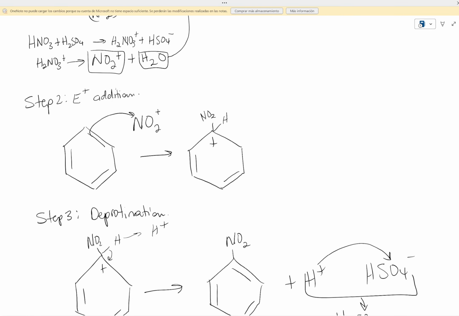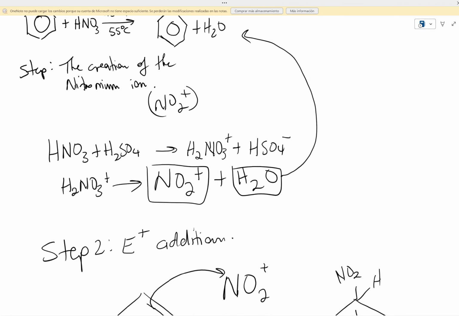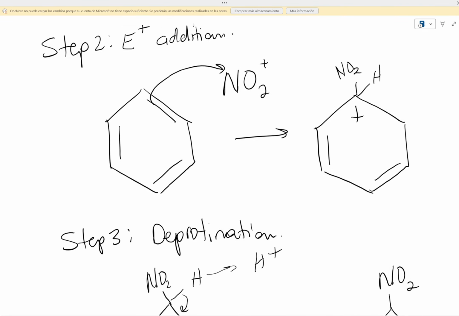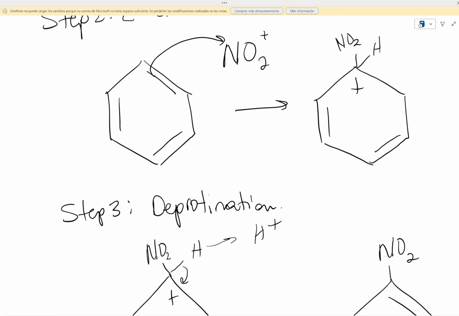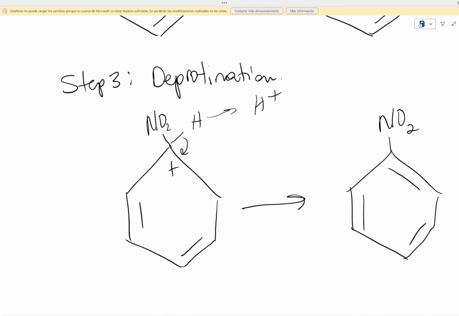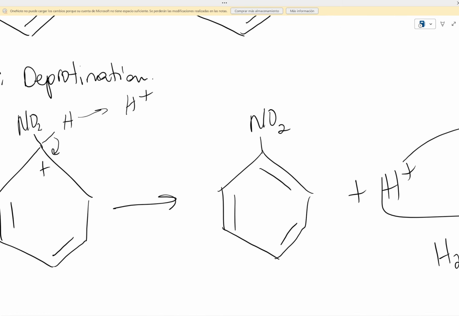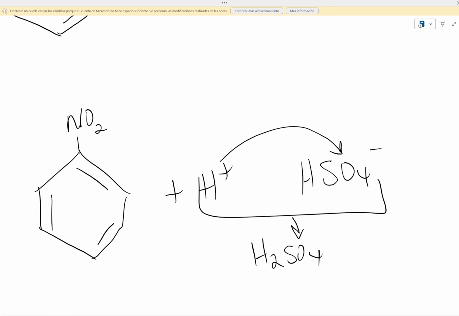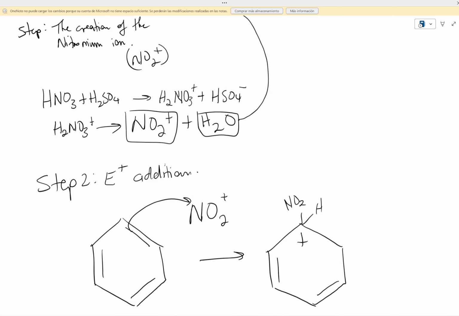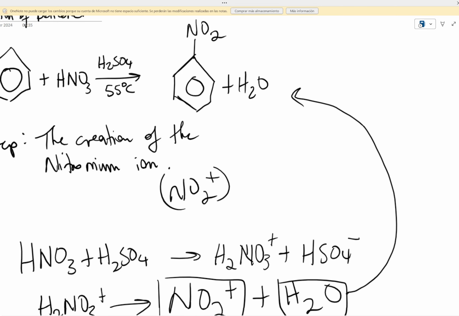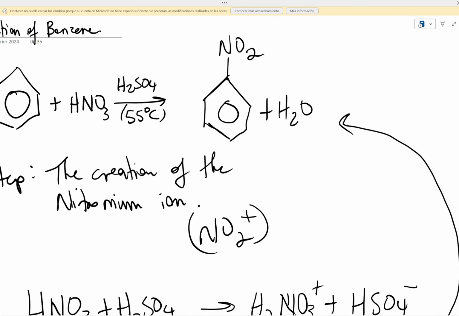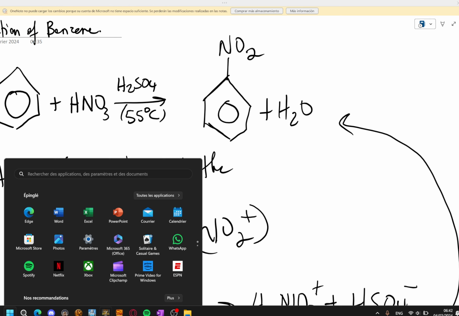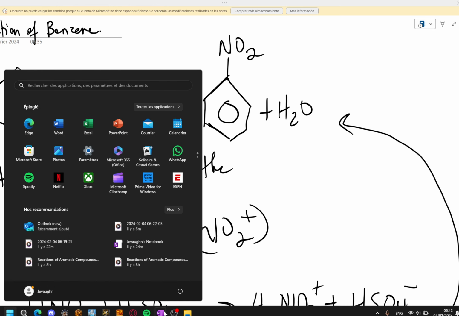So in step 1, we have the creation of our nitronium ion. We show the creation of that. In step 2, we have the electrophilic addition, showing the creation of the unstable intermediate. And in step 3, we have the deprotonation, resulting in nitrobenzene and the restoration of our catalyst here, H2SO4. Okay, and remember the conditions: in the acidic environment at 55 degrees Celsius, so it must be a bit cold. Okay, so that is that.